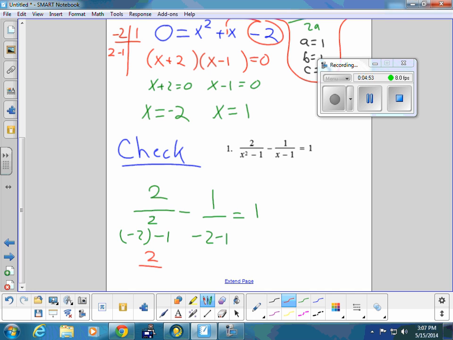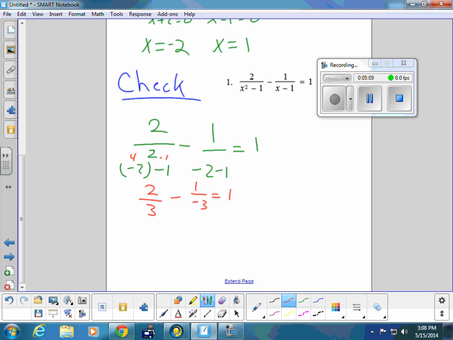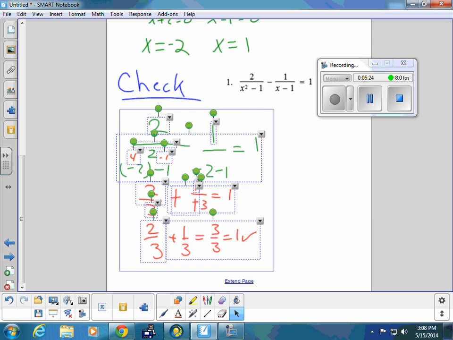All right, well, let's just do the math here. 2 over 4 minus 1 is 3. So this will be 4 minus 1 is 3, and then minus 1 over negative 3. Does that equal 1? It doesn't look like it equals 1 at first, but if you look, 2/3, if you add the opposite, you get 2/3 plus 1/3, which is 3/3, which is 1, and it checks. Okay, so that one checks.